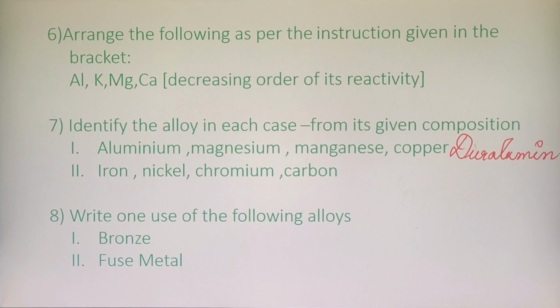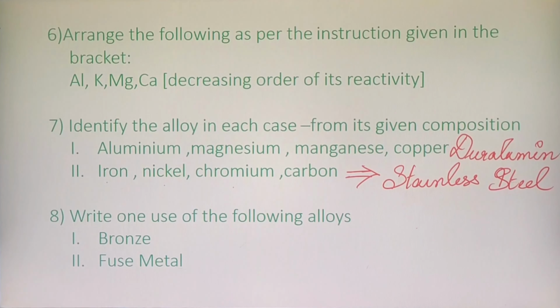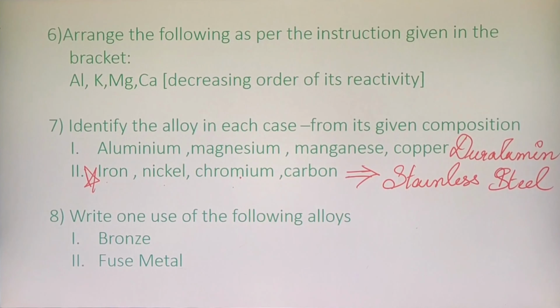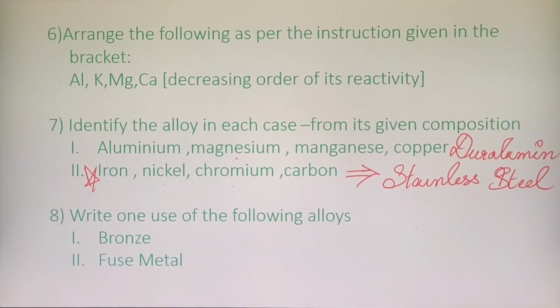Okay. Next one. Iron, nickel, chromium, carbon. This is an alloy that you mainly use in your kitchen utensils. It's called stainless steel. Clear? So this is again one of the most important questions that is asked in the board examination. Name an alloy that is made up of iron, nickel, chromium and carbon. So whenever you get carbon, nickel, and iron together, it is nothing but stainless steel.